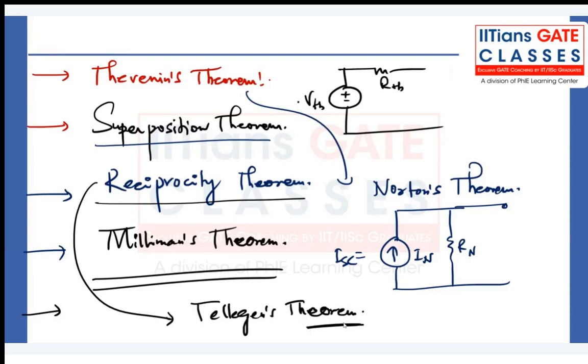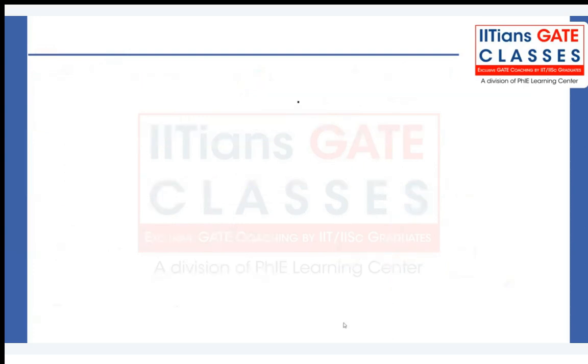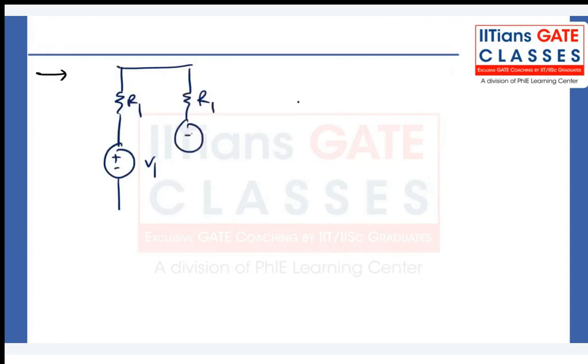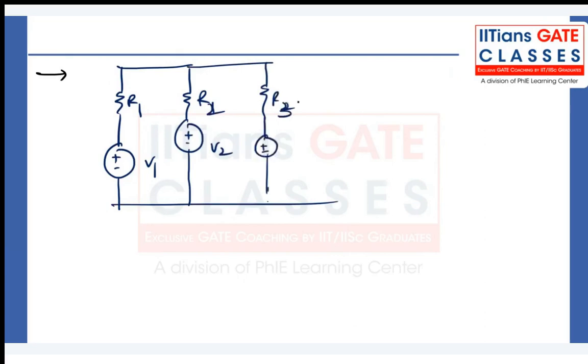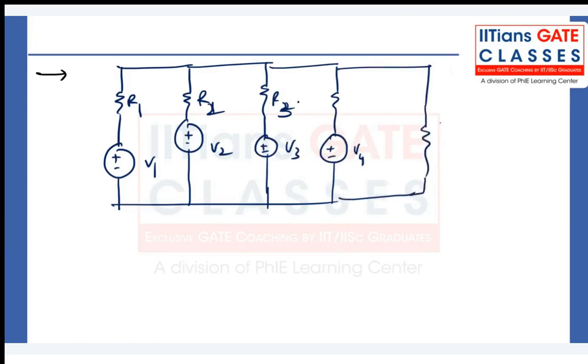So where will Millman's theorem be used? We have to identify the situations. Suppose we are given this kind of situation: V1 is there, R1 is there, and many voltage sources are connected in parallel, like this R2, this is R3, this is V3, like this V4. And suppose a load resistance RL is connected, and they are asking you to find IL.